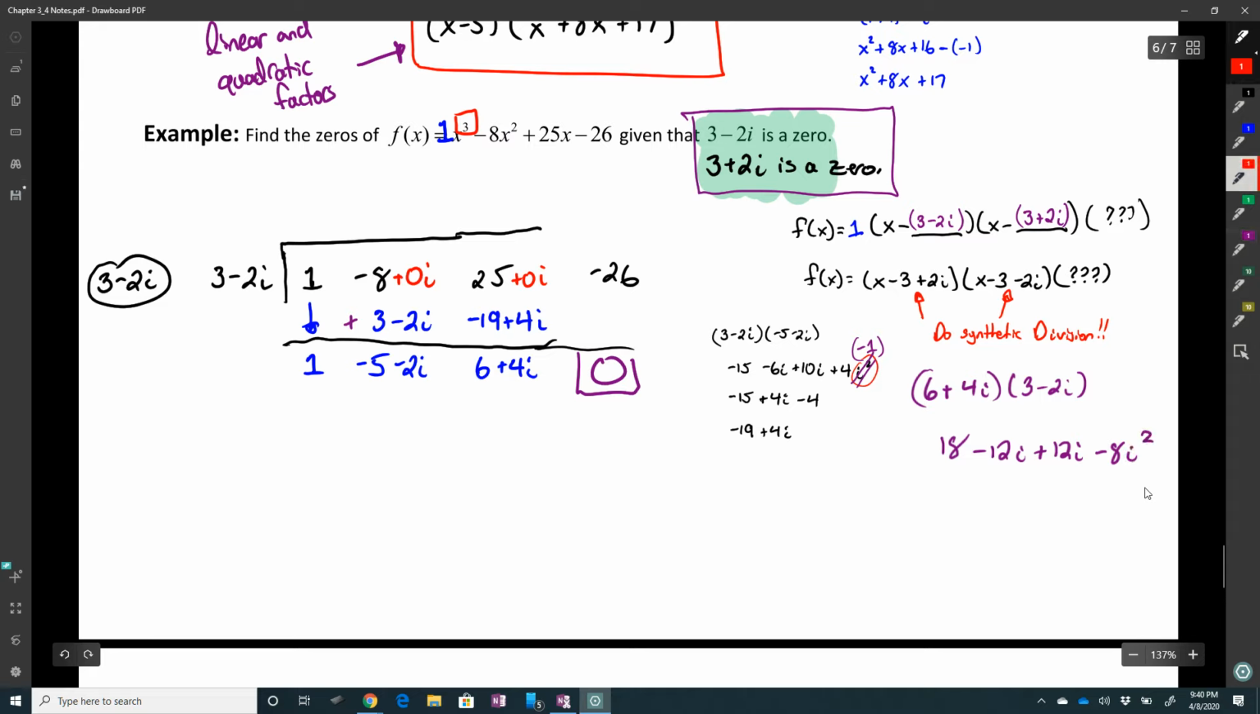Okay, one thing to notice is that these imaginary numbers cancel out. And you're left with 18. Remember that i squared is really negative 1. So that's negative 8 times negative 1 is plus 8. And 18 plus 8 is 26. And notice life makes sense. Negative 26 plus 26 is 0.